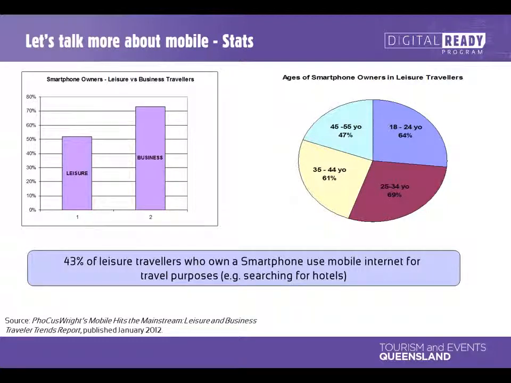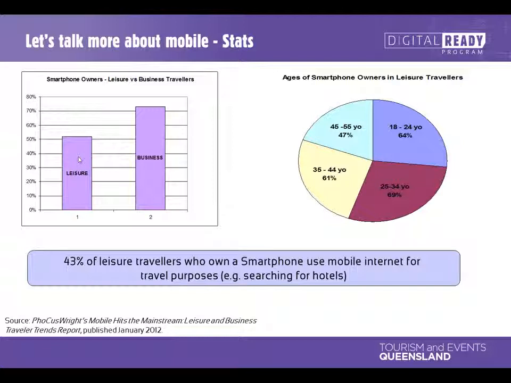So, knowing that, we have a few statistics to go through simply to understand how big this mobile market is and how many people use a smartphone. The first graph, what we can see here in the top left corner, is who actually owns a smartphone. A comparison between leisure and business travelers. And we can see these statistics are from January 2012.